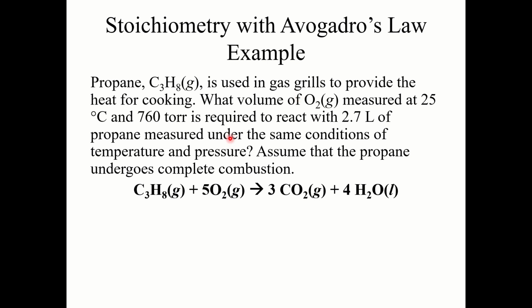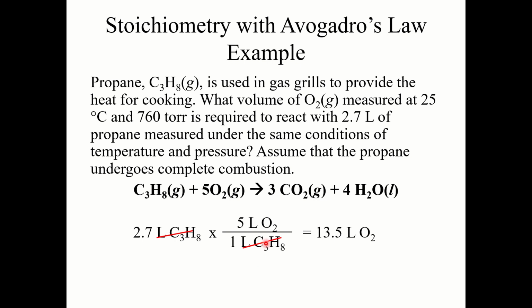However, because we are under the same conditions of temperature and pressure, and because these are both gases, we can take a shortcut here, and we can use Avogadro's law to relate the two. So we've got 2.7 liters of propane, so we can use these coefficients from the balanced chemical equation as a conversion factor. We can say 5 liters of O2 is equivalent to 1 liter of propane. So now liters of propane cancels, and we get the final answer, 13.5 liters, or when rounded to 2 sig figs, this would be 14 liters. And that's it. You're done.